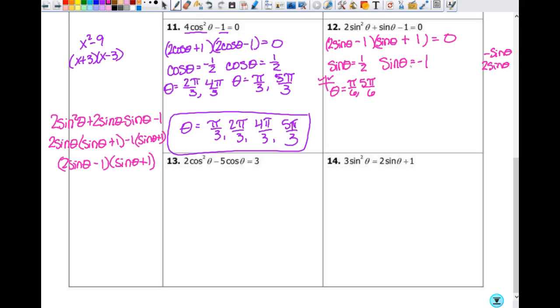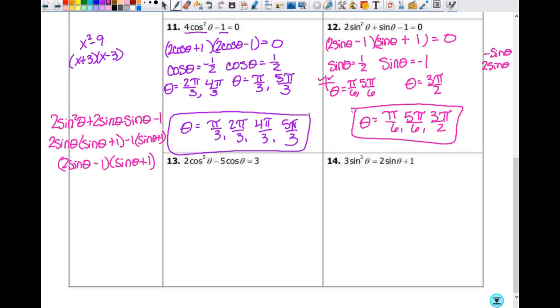Now this is negative, but it is quadrantal, so it doesn't really matter what quadrant we're talking about. When is sine negative 1? 3 pi halves. So theta is equal to 3 pi halves. And then I just put them in order. Theta is equal to pi over 6, 5 pi over 6, and 3 pi halves. Okay. Questions?